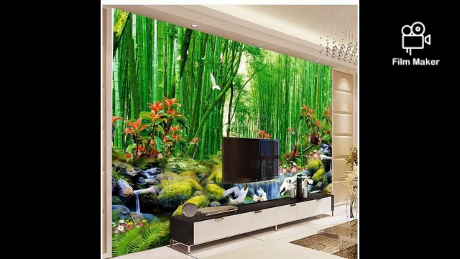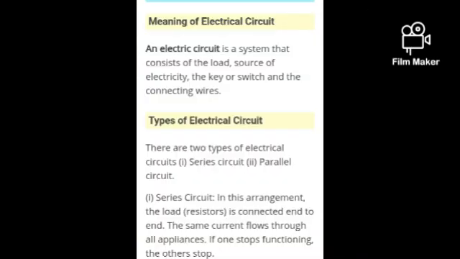Basic Tech JS3. Now we're talking about the concept of electrical energy. Electrical circuit is a system that consists of a load, a source of electricity, a key or switch, and a connecting wire. So these parameters must be in place for you to have an electric circuit.